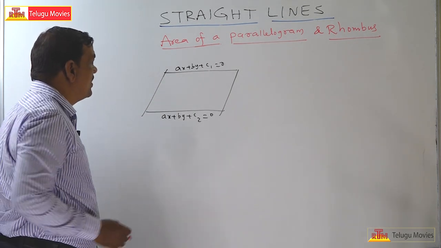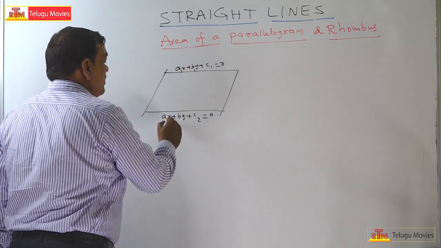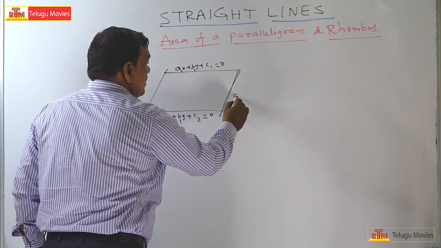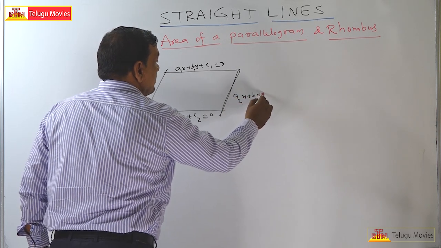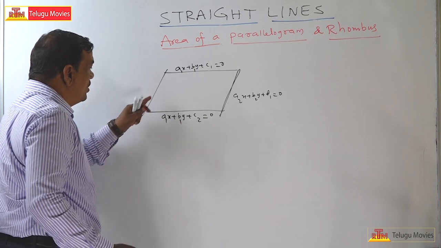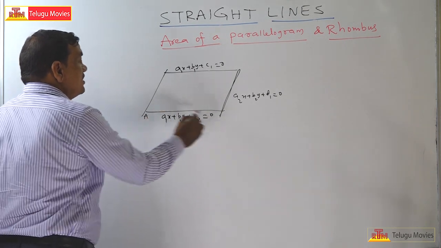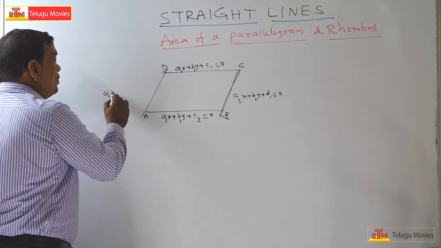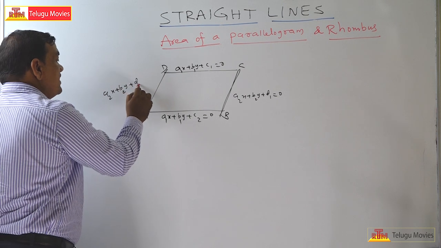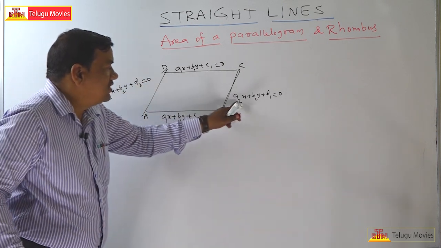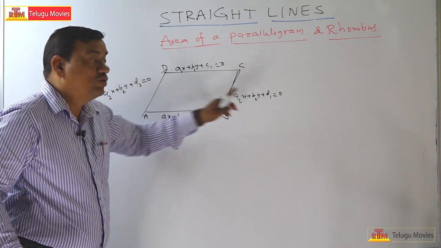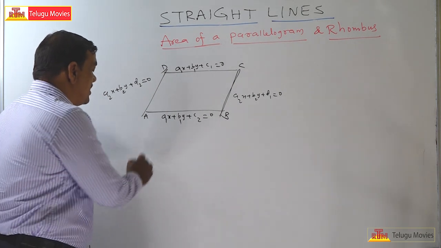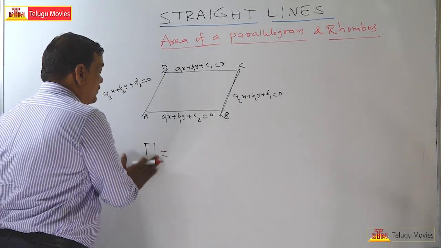So for our better understanding, call it a1 b1. Let us take the equation of the another side as a2x plus b2y plus d1 is equal to 0. The equation of this side, call it otherwise ABCD. The equation of the side AD will be a2x plus b2y plus d2 is equal to 0. Why? Because the x terms will be same, a2x plus b2y, here d1, here d2. Then the area of this parallelogram, delta.